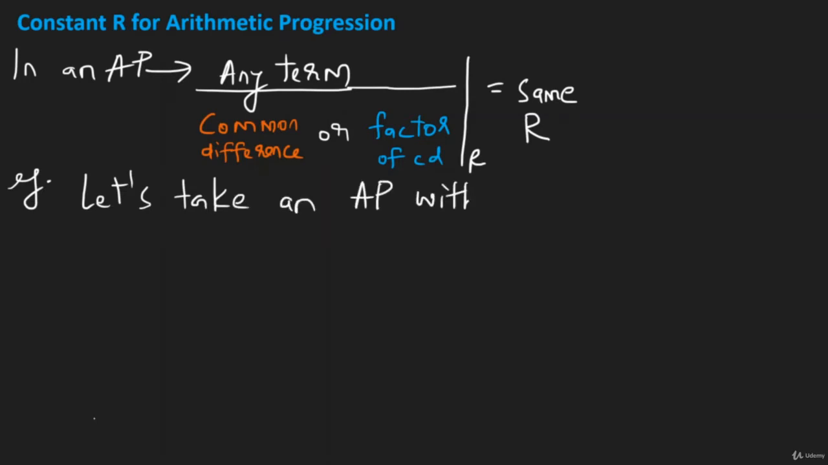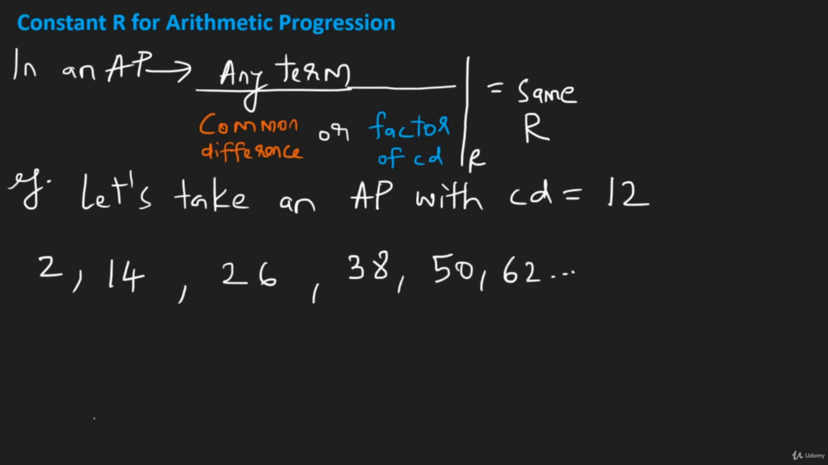Alright, for example, let's have an AP with common difference 12. So that can be 2, 14, 26, 38, 50, 62, etc. You can see 14 is 2 plus 12, 26 is 14 plus 12, and it goes on like that. Now, if you divide any term of this AP by 12, which is the common difference here, you'll get the same remainder.